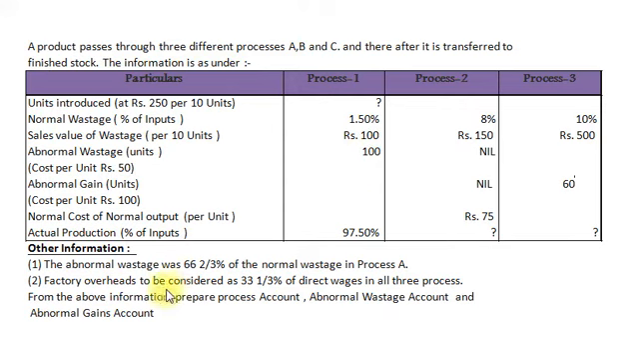Further, factory overheads to be considered as 33 and 1/3% of direct wages. It means our factory overheads would be 1/3 of direct wages. So the ratio of direct wages and factory overheads would be 3:1 for all three processes: process 1, process 2 and process 3. Now with this understanding, let us prepare the process account one by one.